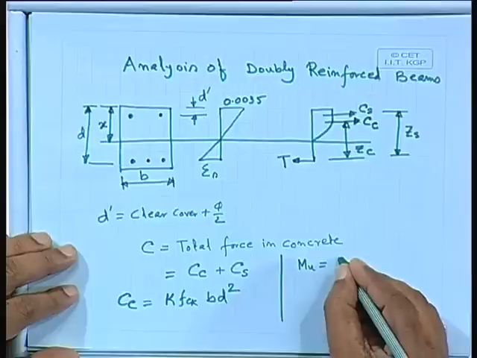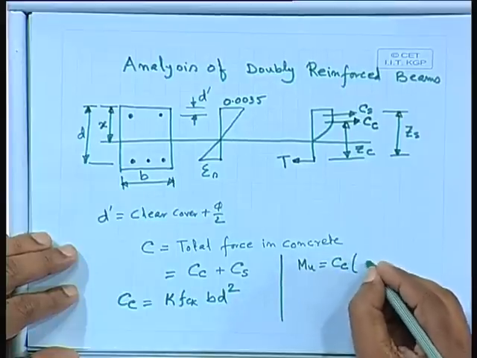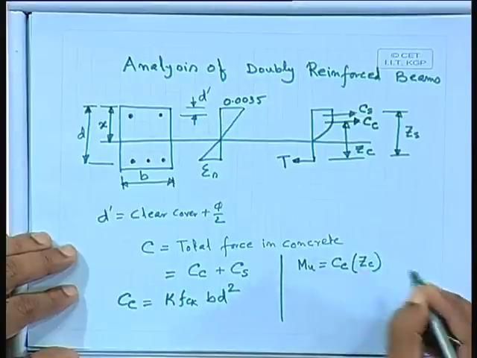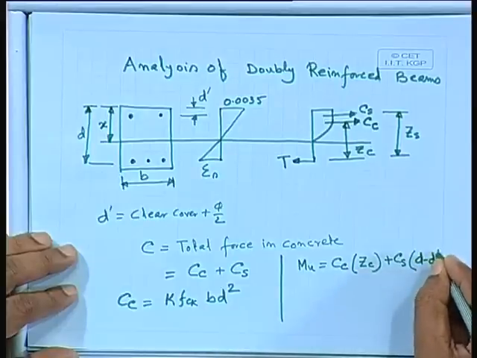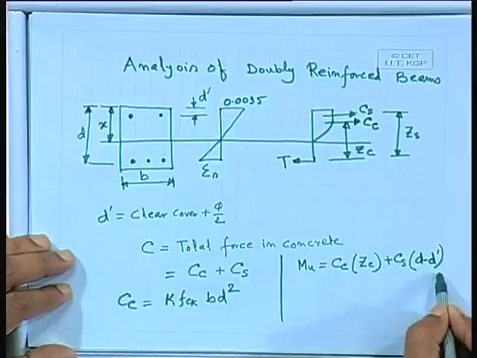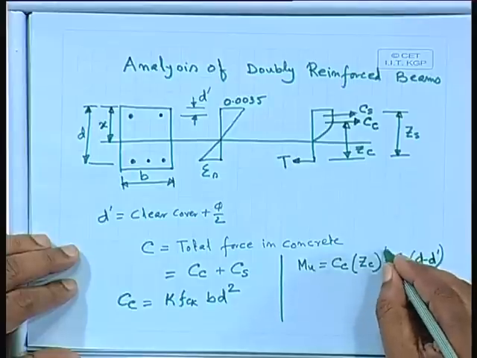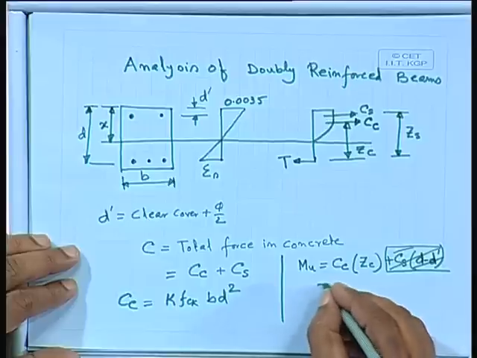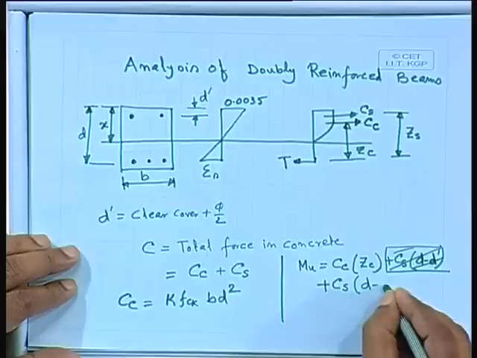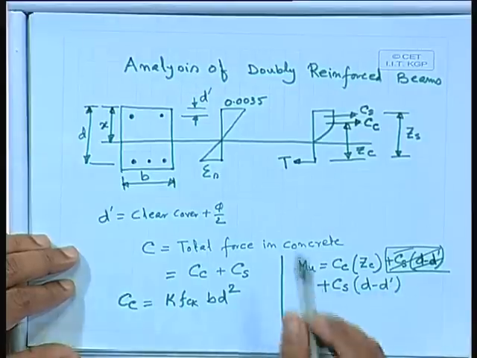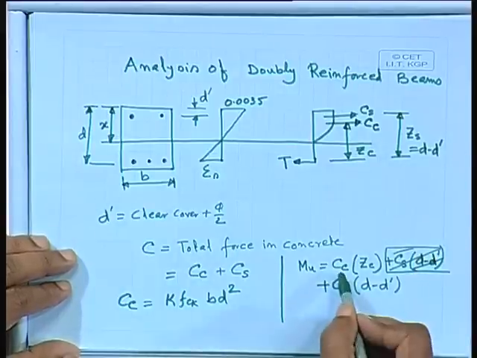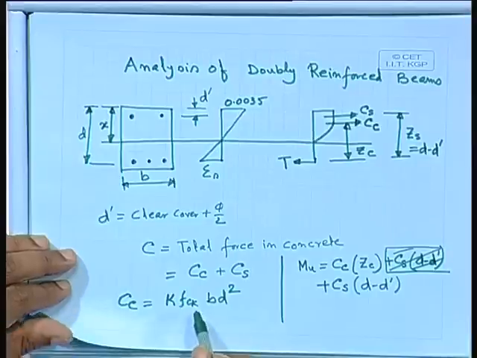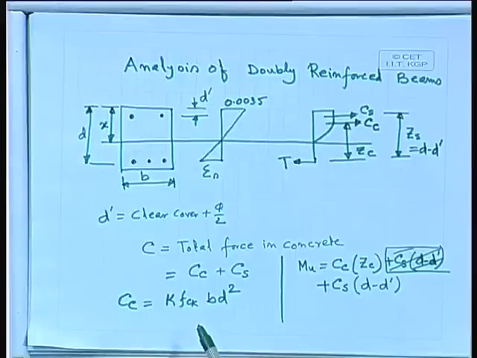So, we can write down Mu equal to CC times ZC, the lever arm, plus CS times d minus d dash, it is always d minus d dash. I mean to say j dash equal to d minus d dash, okay. And this CC is nothing but k fck bd square, depending on the steel used, we shall get.